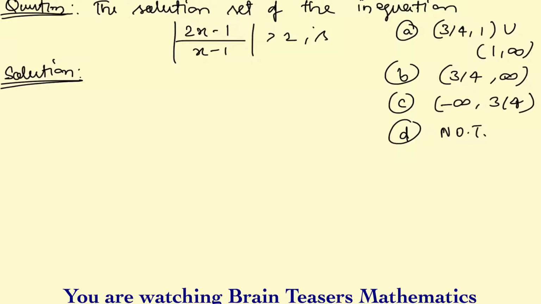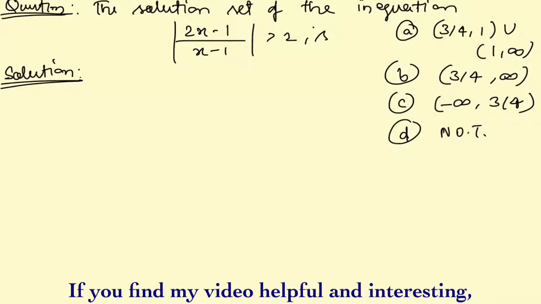So hello friends, here we have a new question: find the solutions of the inequality |2x − 1| / |x − 1| > 2. This is our new question. So how are we going to solve this?